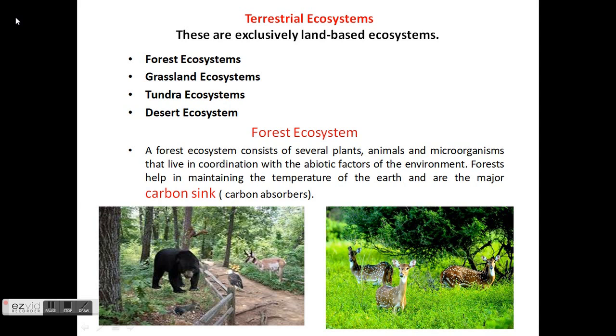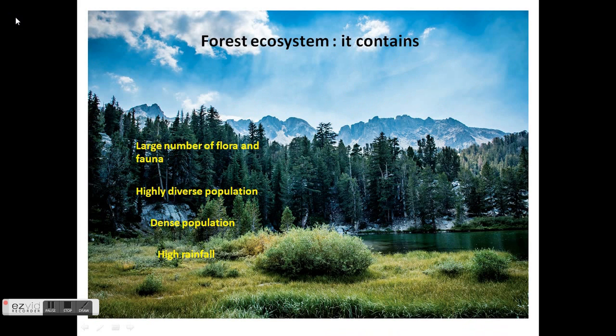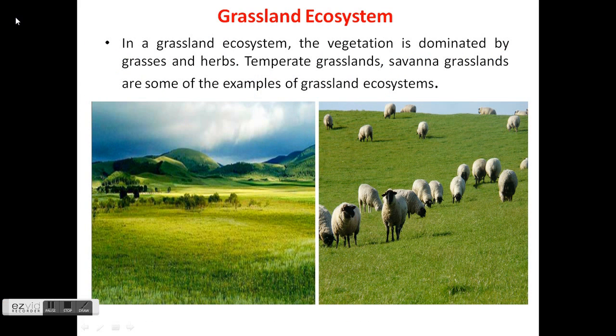The major functions of these forests are that they help in maintaining the temperature of the earth, and they help in absorbing carbon from our earth. So they are also called carbon sinks or carbon absorbers. The forest ecosystem contains a large number of flora and fauna, a highly diverse population. The population is dense and rainfall is high.